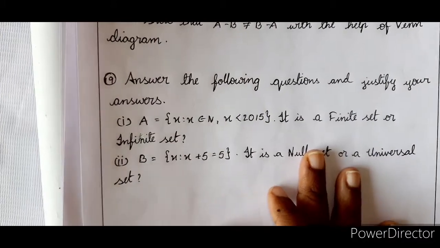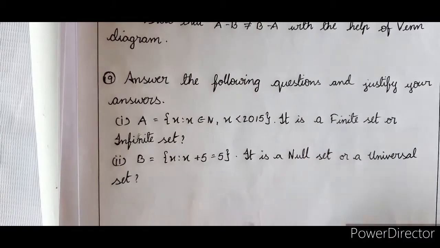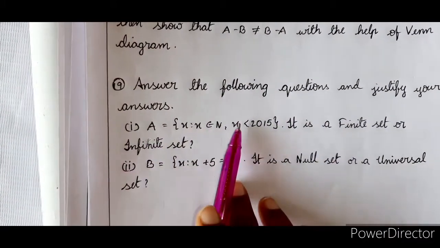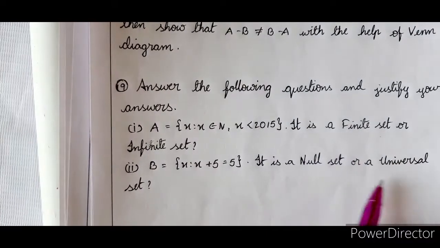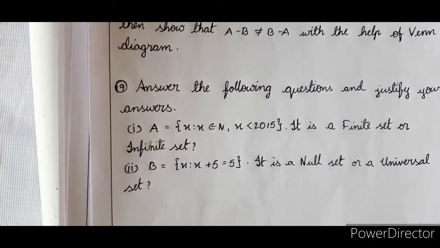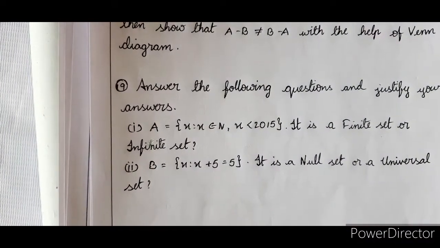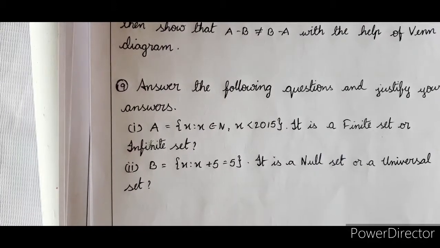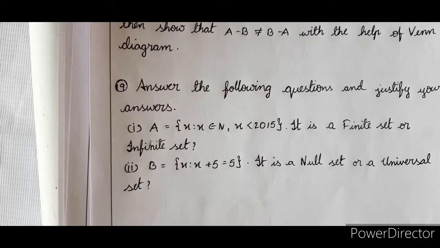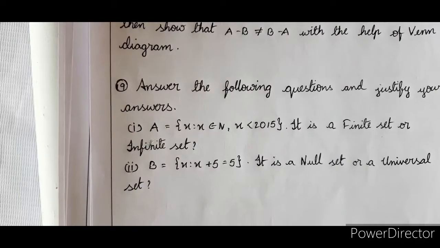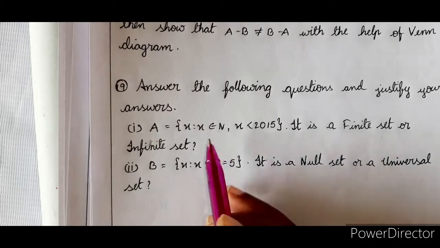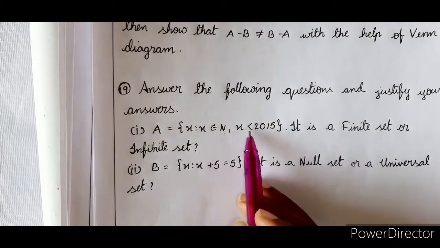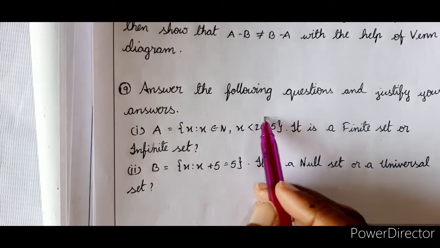Here I find a different terminology. Answer the following questions. Is it a finite set or infinite set and all that? Such questions can be asked. Finite means, when the order of the set is a finite number, it is called a finite set. If the order of set is not defined, that means it is infinite, then infinite set. So, x belonging to N less than 2015, there is a limit, is it not?